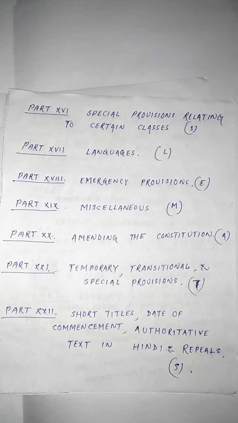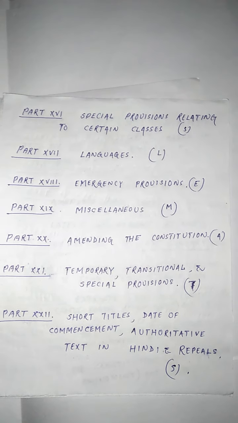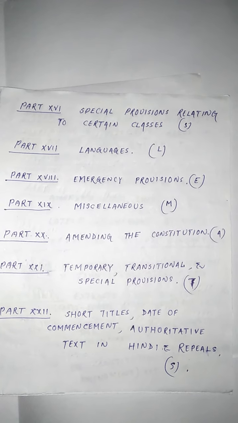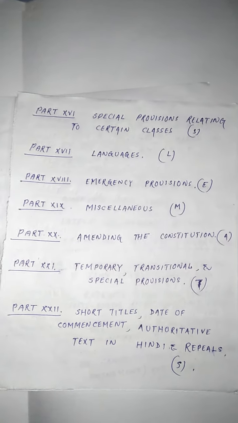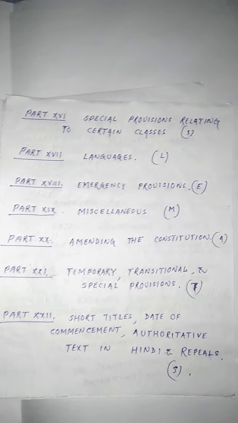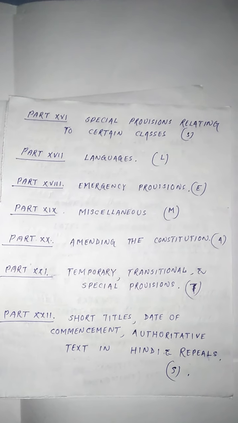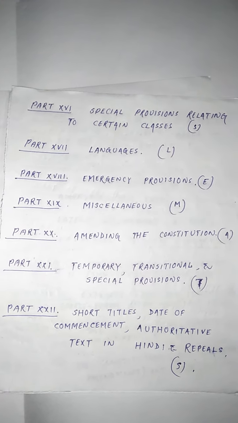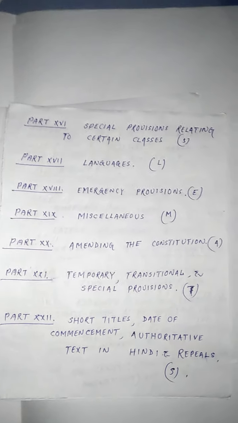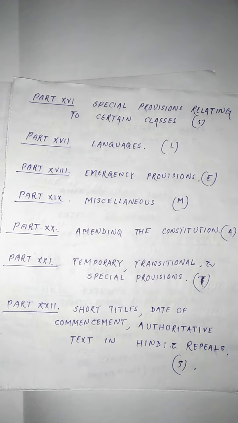A for amending the constitution. So only eat Maggi as tasty. T for temporary, transitional and special provisions. That is Part 21. Snacks. S for short titles, date of commencement, authoritative text in Hindi and repeals. That is snacks. So only eat Maggi as tasty snacks.